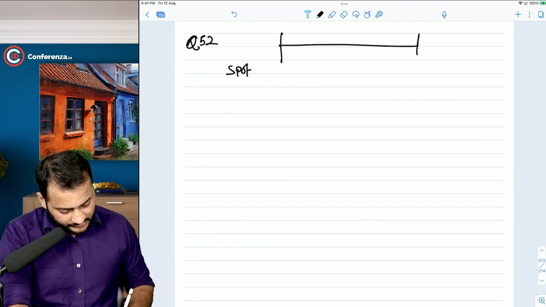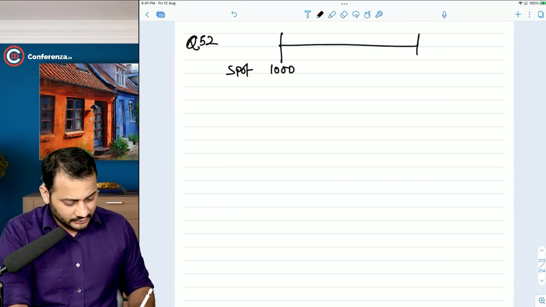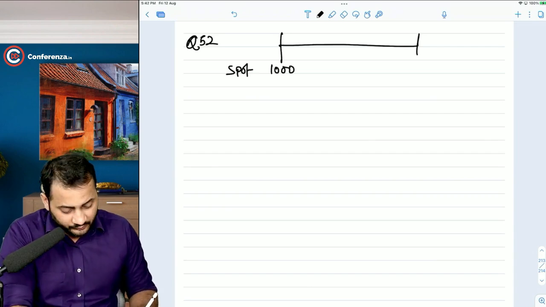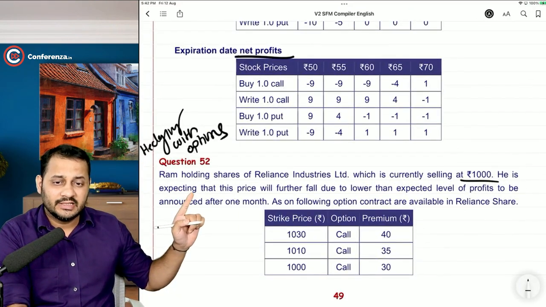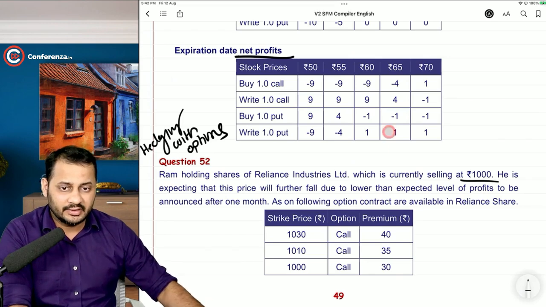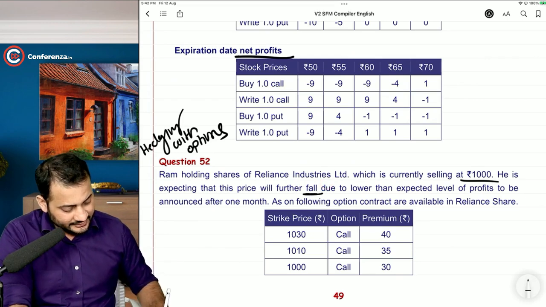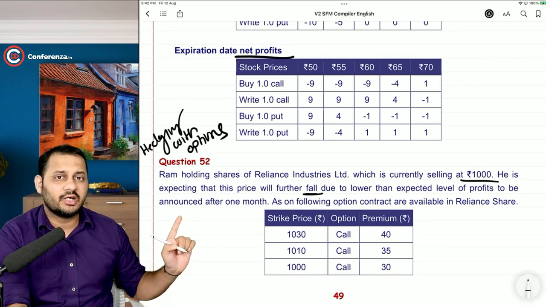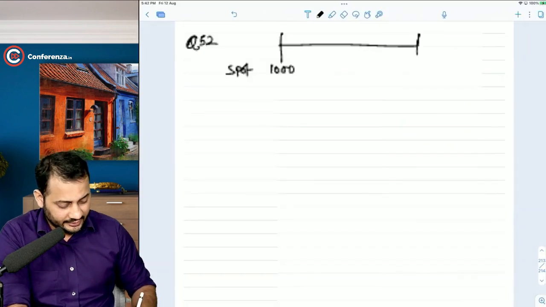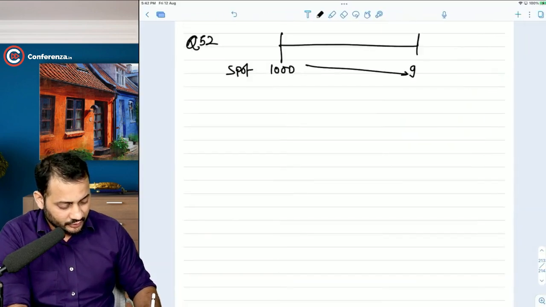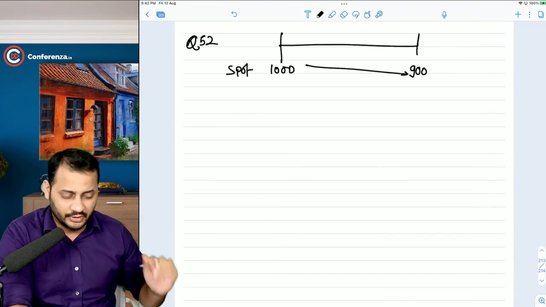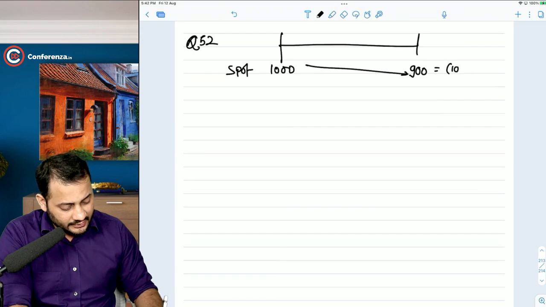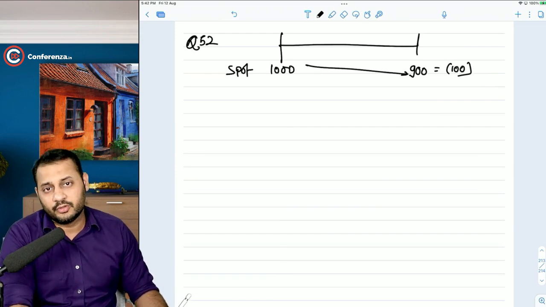So Ram is holding the share in the spot market of Reliance Industries Limited worth 1000 rupees. Now, he is expecting that this price will further fall due to lower than expected level of profits to be announced after 1 month. So what is he scared of? He is scared of the prices going down to, let's say for example, 900 rupees. And if that happens, there will be a loss of 100 rupees to you in the spot market.